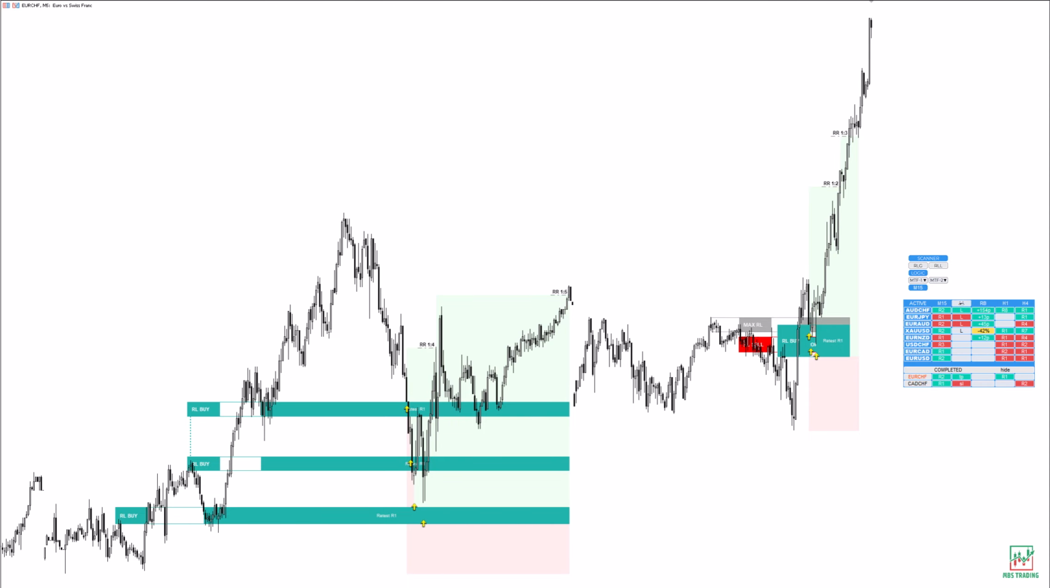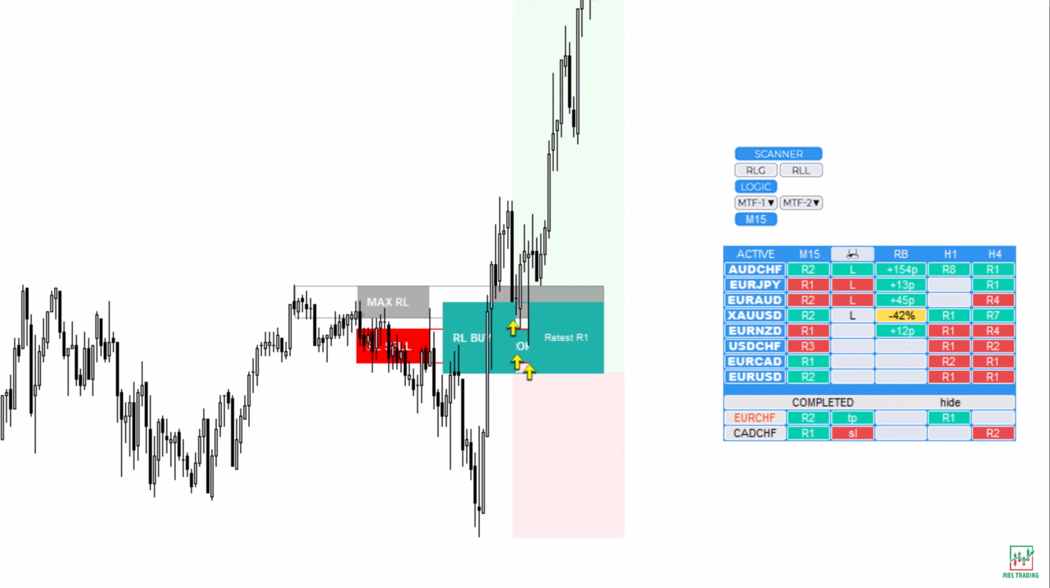The top scanner panel includes the Active section, a list of instruments fully or partially ready for trading, sorted from the most recent and significant to less important. Instruments are taken from the Market Watch window in the terminal in order.